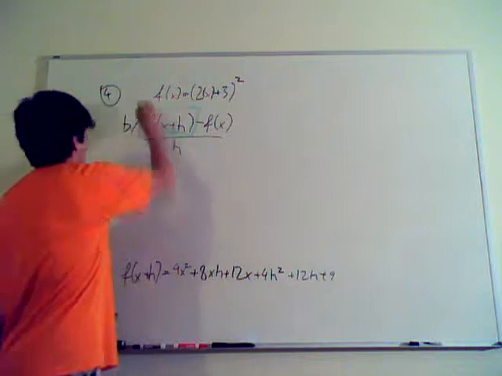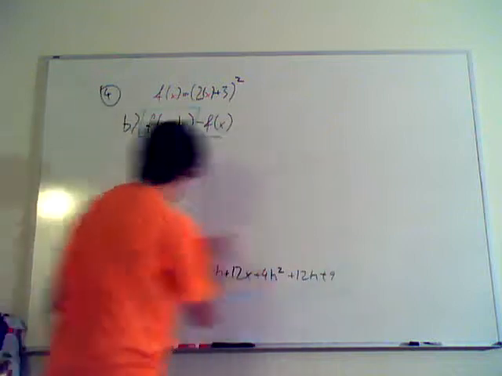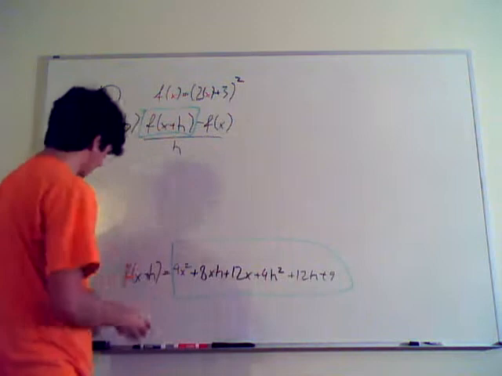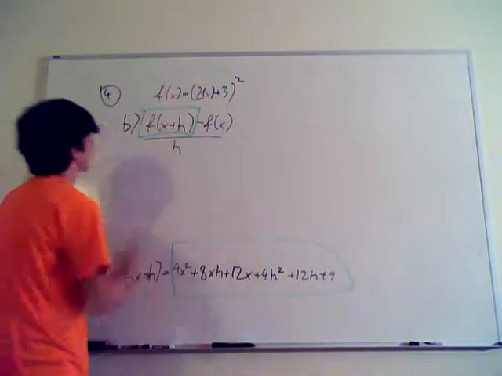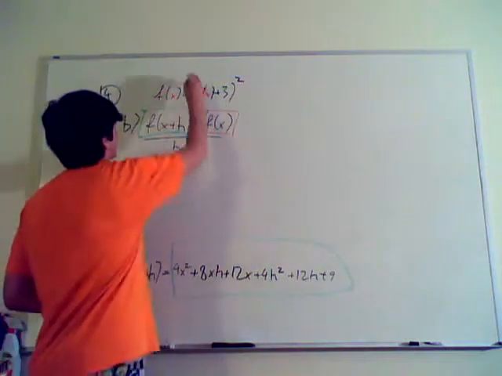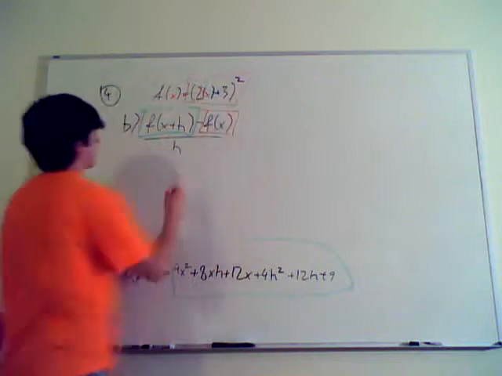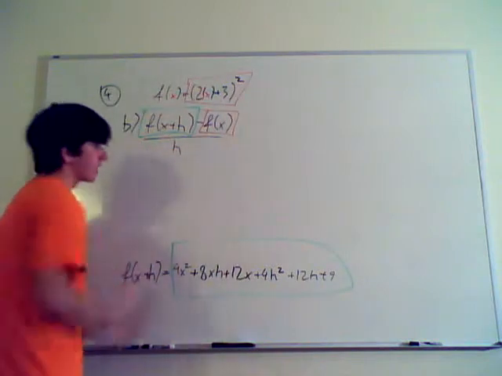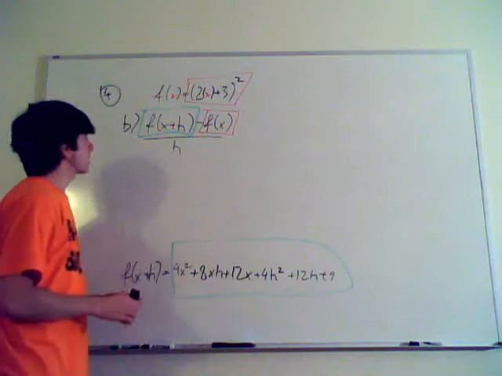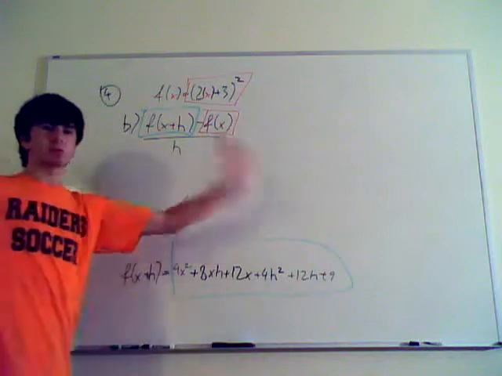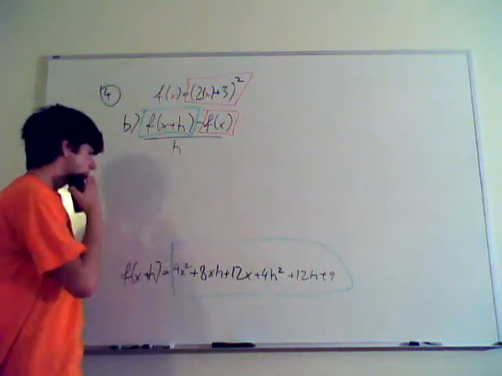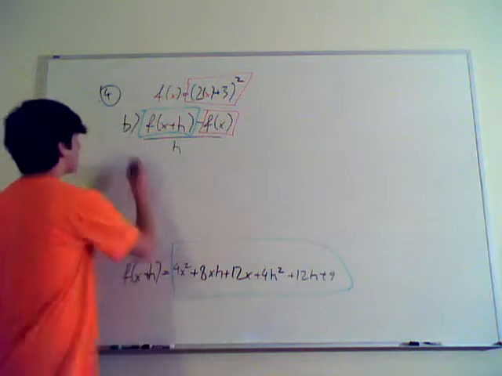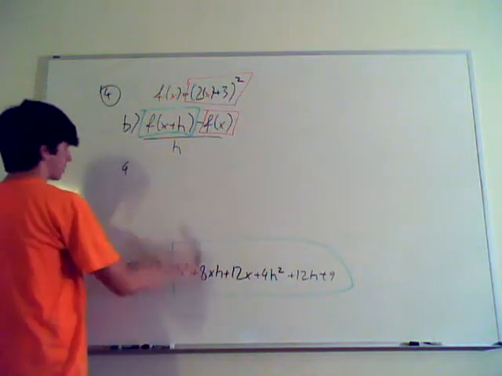So, f of x plus h is this guy right here, and f of x is this thing up here, and h is just h. Alright? So now, this is the thing that's really tricky about this. This is going to be a huge algebraic canceling problem. So I'm going to write this out. I'm copying this right now.